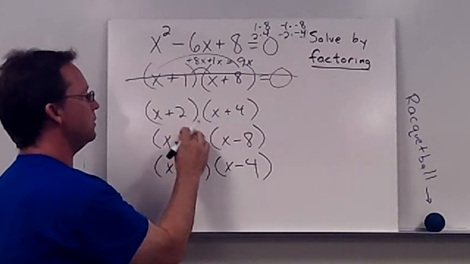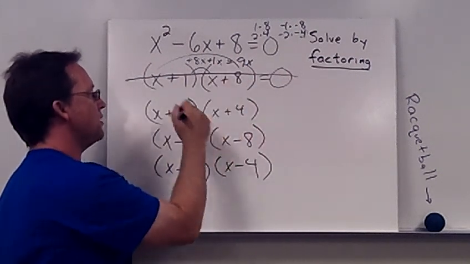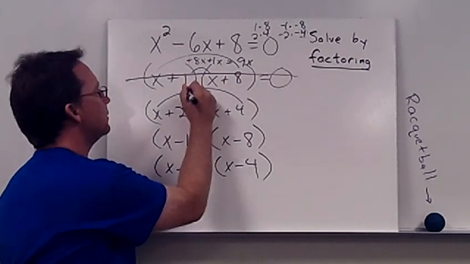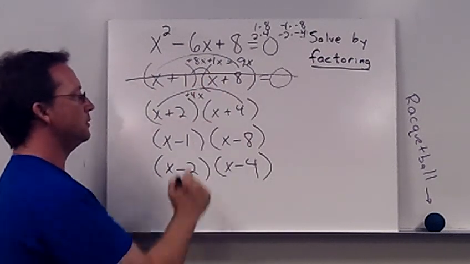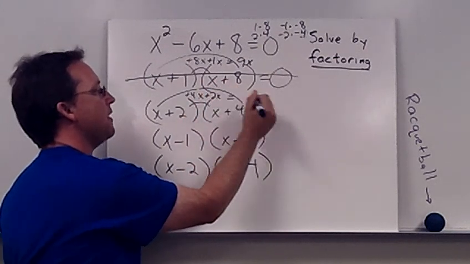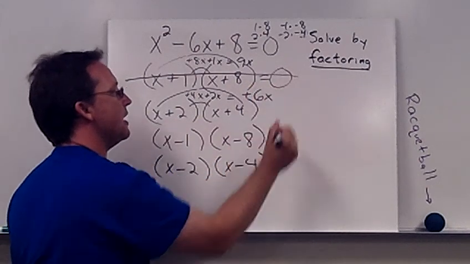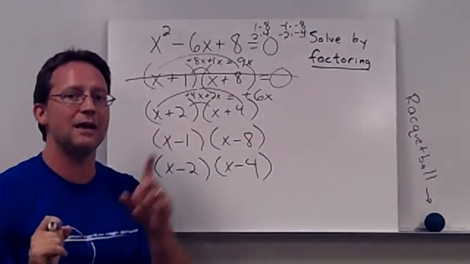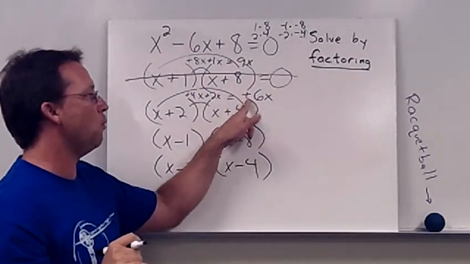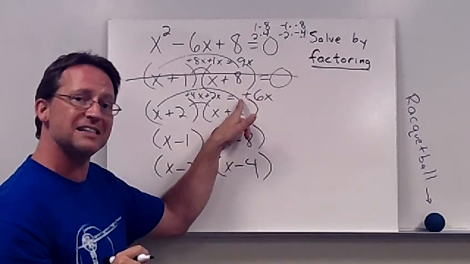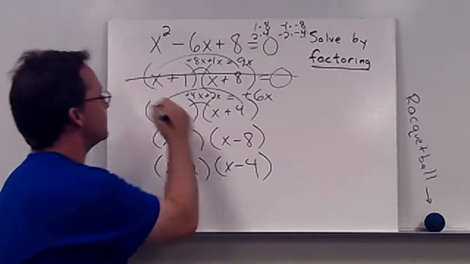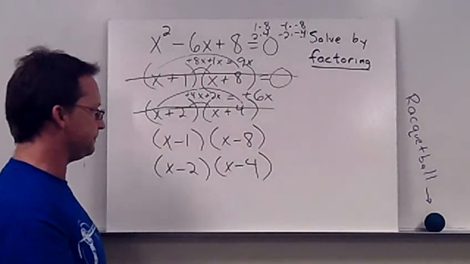We know x times x is good. We know 2 times 4 will give me 8. When I do the FOIL here, when I do my outer, x times a positive 4, it's a positive 4x. Positive 2 times an x, that's a plus 2x. And that gives me a positive 6x. Not quite what we want. We want a negative 6x. Right? We'll be able to talk later on about what this means, the fact that we got the right number with the wrong sign. But for now, the plus 6x didn't match the minus 6x. We eliminate that as a possibility.